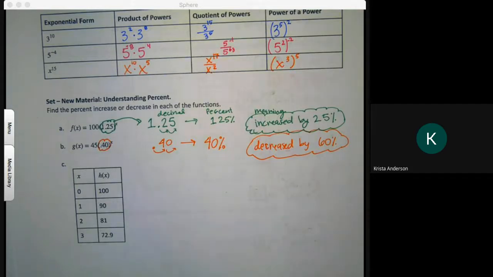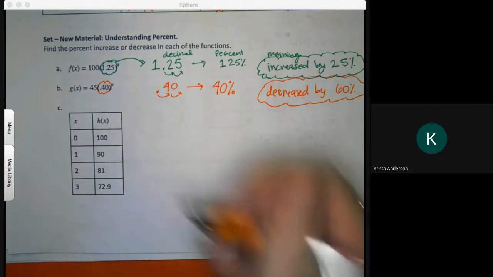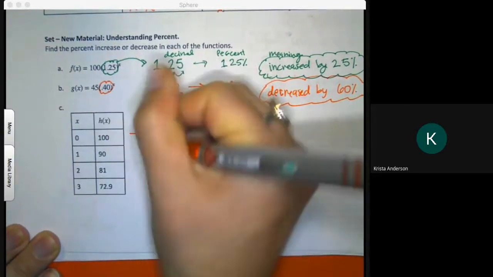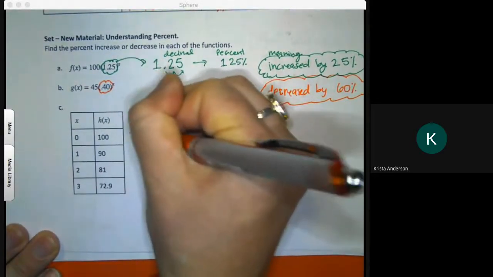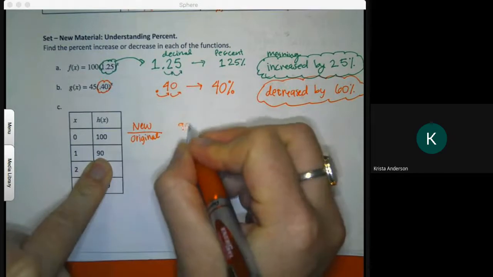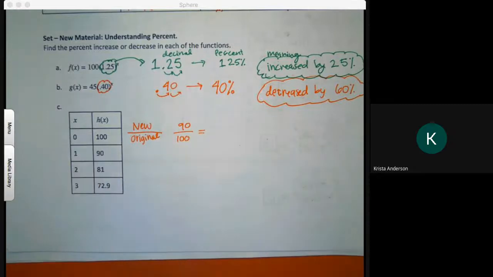On question C, I look at this and I go, oh, it's minusing 10 each time. Is it minusing 10 each time? No, it's not. It's not constant. So what I'm going to do is take the new and divide it by the original. So my new number is 90, and it started at 100. When I calculate that, it's going to give me 0.9.